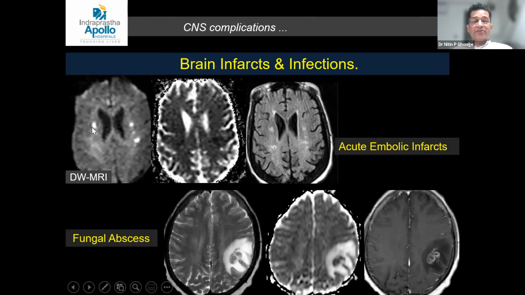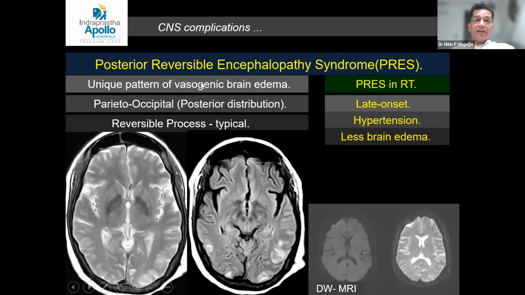diffusion weighted images show bright signal which is dark on ADC images because of the acute embolic infarct, while fungal abscesses can be seen as ring enhancing lesions with significant edema, as we can see in this image, and are also commonly seen. PRES, or posterior reversible encephalopathy syndrome, is an important complication in a renal transplant.